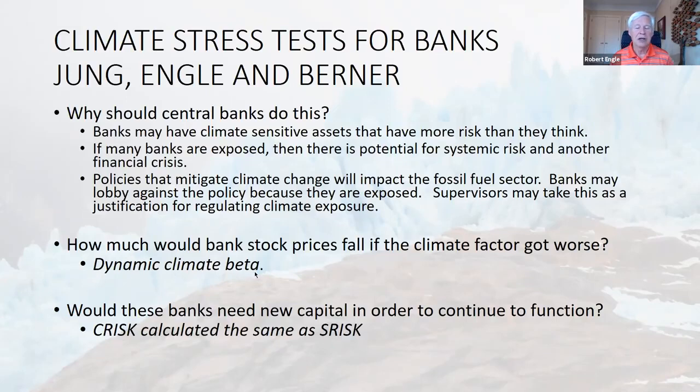We want to do it dynamically, however, because we think that the market's view of the impact of climate and the portfolios held by banks change over time. So that these betas presumably would be changing over time. And then we can calculate capital shortfall based on the same kind of calculation as we use for SRISK to say how much capital they would need to raise if the climate gets worse in the way we postulate in order to get capital ratios back up to some manageable level.